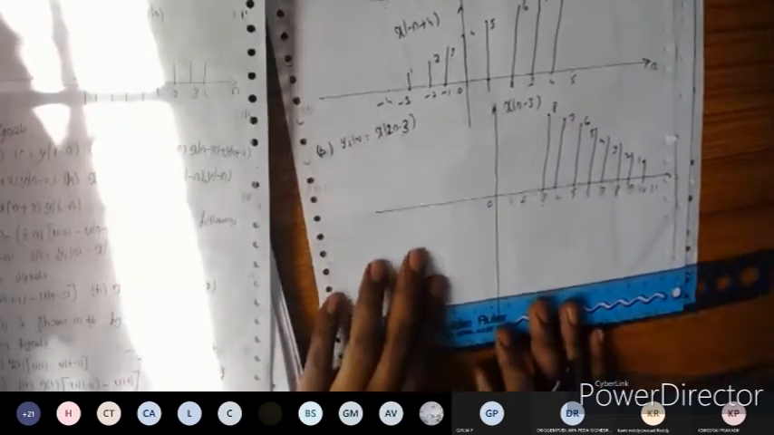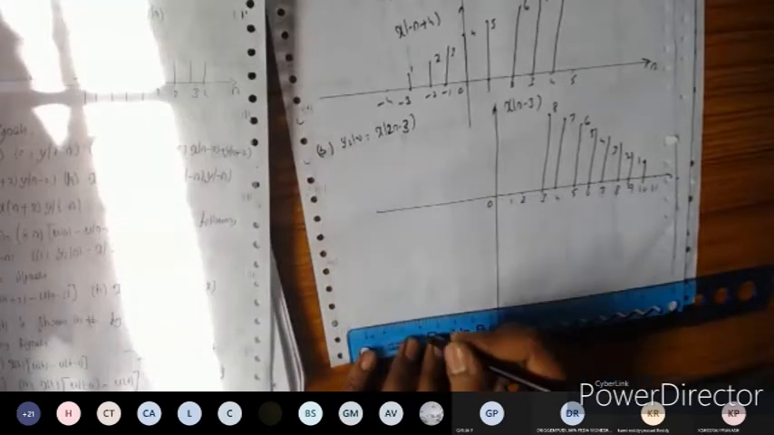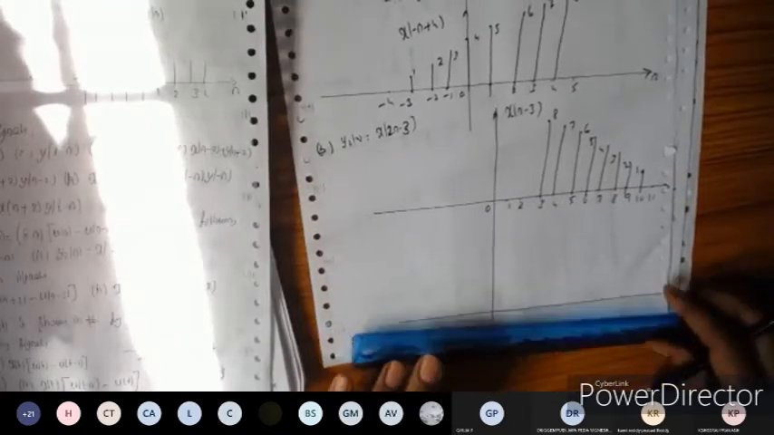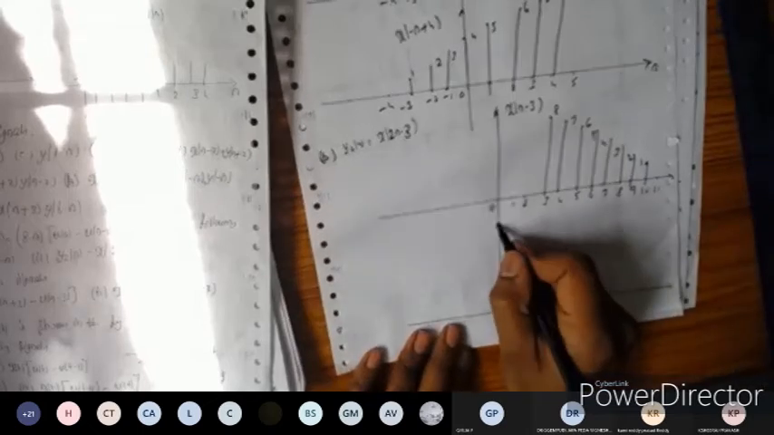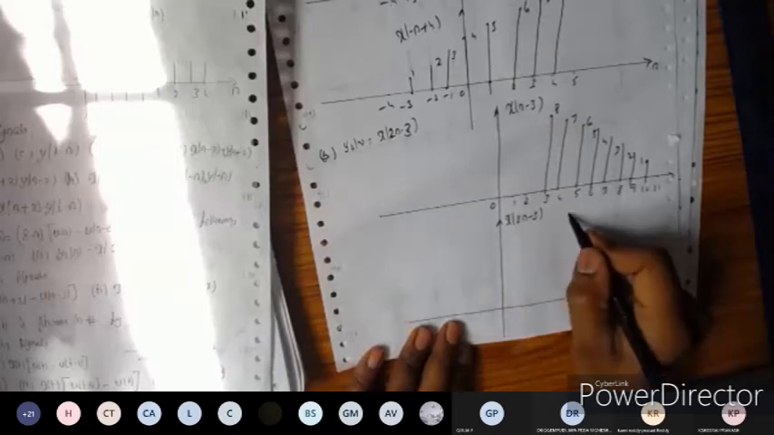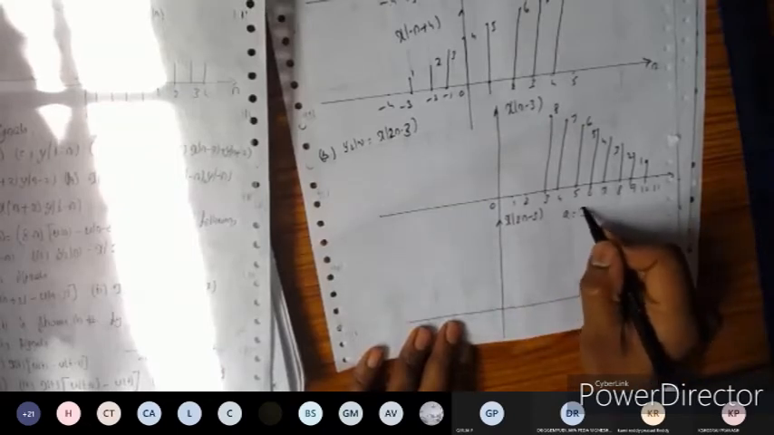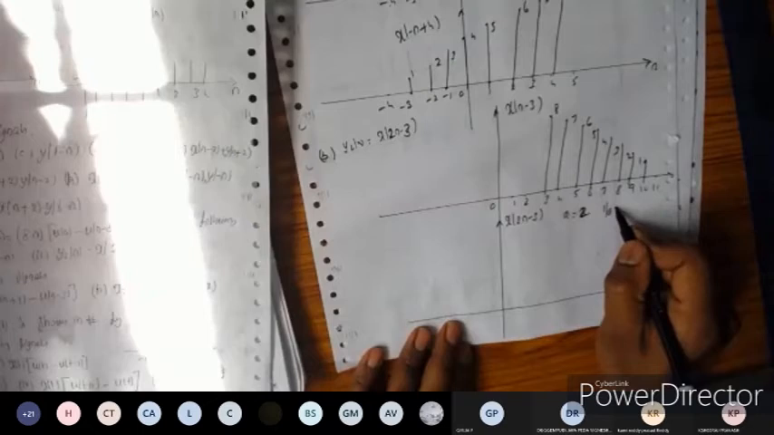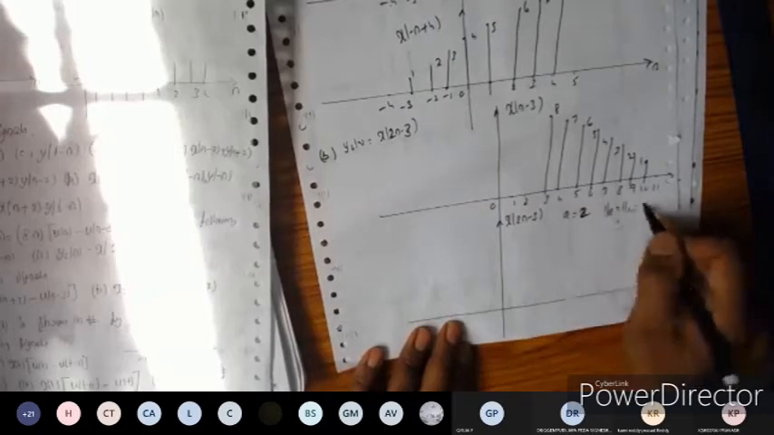Next, we need to perform the scaling. The scaling is nothing but multiplying. The value of a is 2 here, so 1 by a, which is 1 by 2, we need to multiply. So this is x of 2n minus 3. The value of a is 2, 1 by a is 1 by 2, so it is 0.5 we need to multiply for all the time indices here.